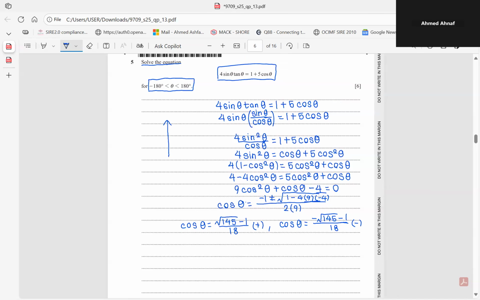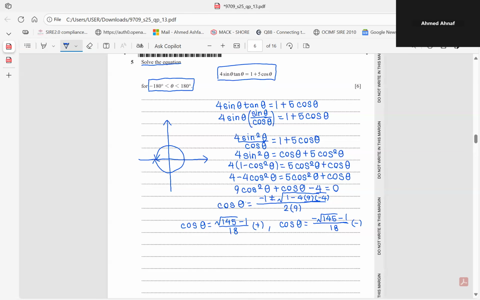Okay, so let's draw our unit circle and see which quadrants it covers. So 180 degrees would be from here all the way to here. So it covers the first two quadrants, and negative 180 degrees is from here all the way to there. So it goes through the third and fourth quadrants. So our given domain for theta goes through all four quadrants.